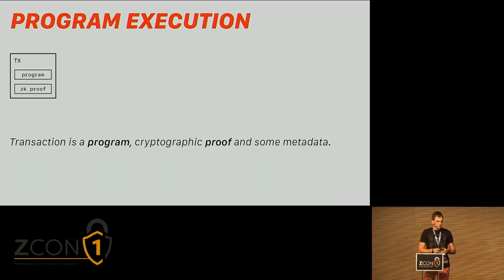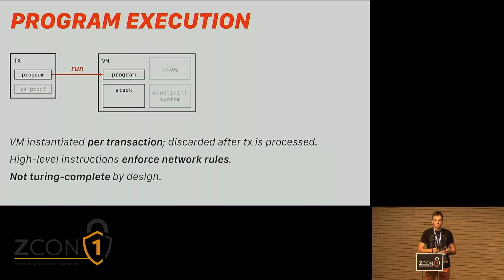So let's look a little bit deeper. A transaction mostly consists of the program. We also have a zero knowledge proof and a little bit of metadata. If we want to verify this, we instantiate the VM. The important thing here is that this VM is stateless and instantiated for each individual transaction. It has no side effects outside of its own contents, and it's thrown away completely after the transaction is verified. And what happens in the program is that it's a simple stack language that performs some operations on the assets and maybe some data.